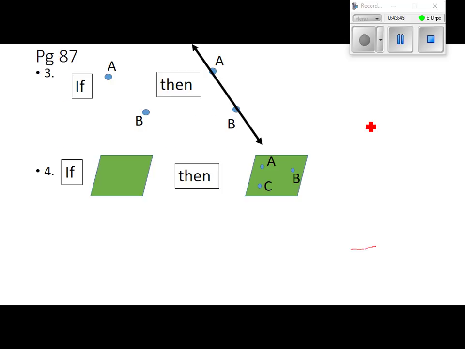Number three, they give you this picture. What's in the hypothesis part of the statement here? What do we have? 2 points, right? If this, then that. They want to know which postulate they're showing you in that picture there. Which postulate is it? What's the postulate say?